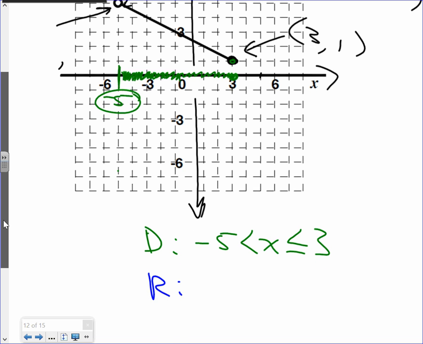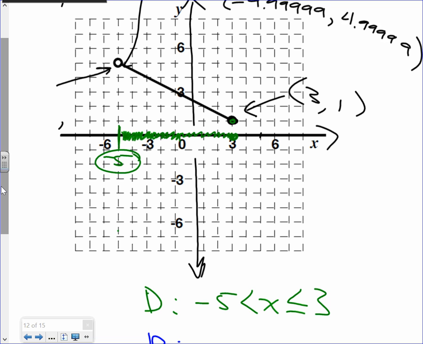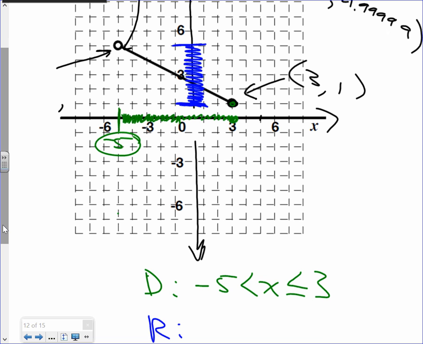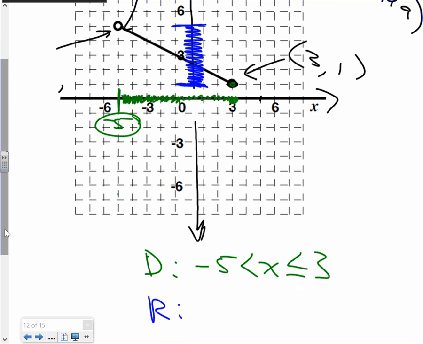How about the range? The range can be, notice where I'm shading, y can be any number from positive 1, but never actually becoming 5. So it can be 4.999, but it never becomes 5. That's what the open circle is. So the range then is, you always put the smaller number first, 1. Y can be greater than or equal to 1, but less than 5. Notice how I don't put the equal sign. It's only less than 5. Careful there.